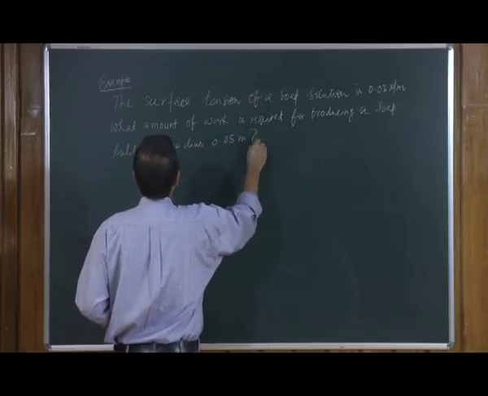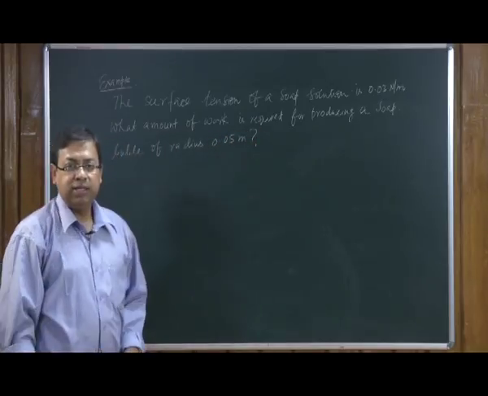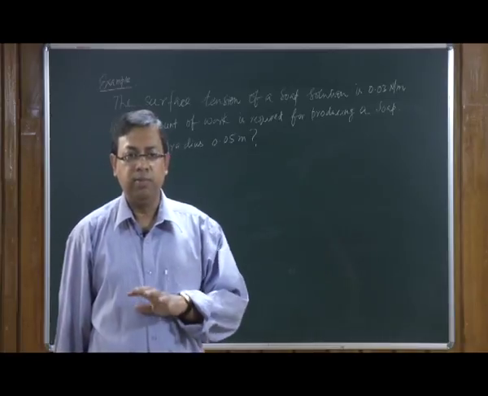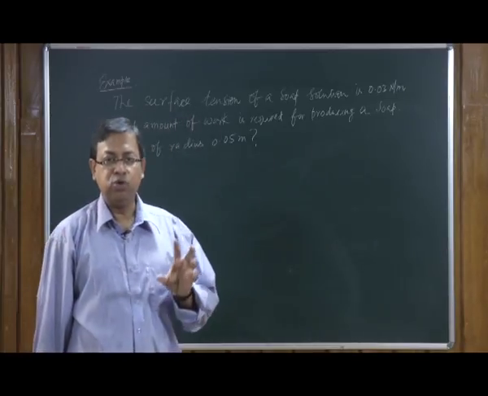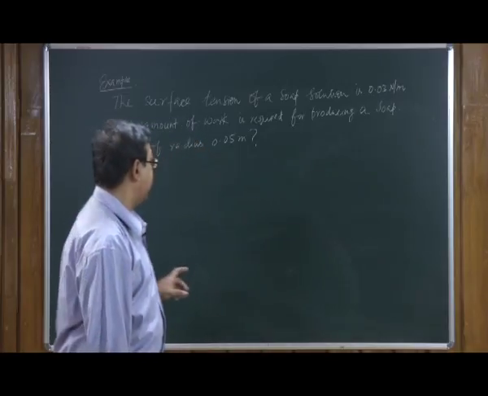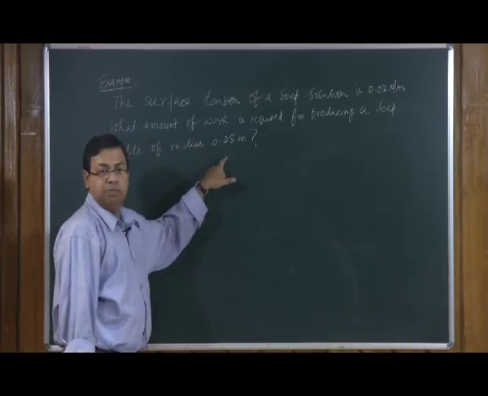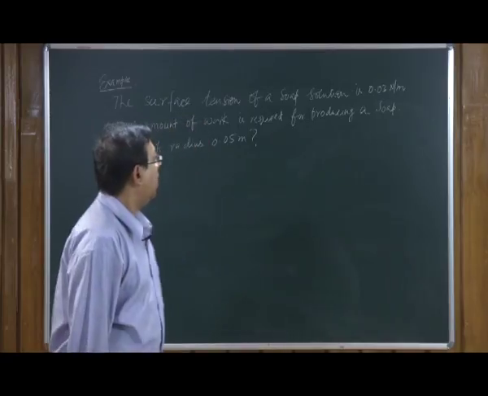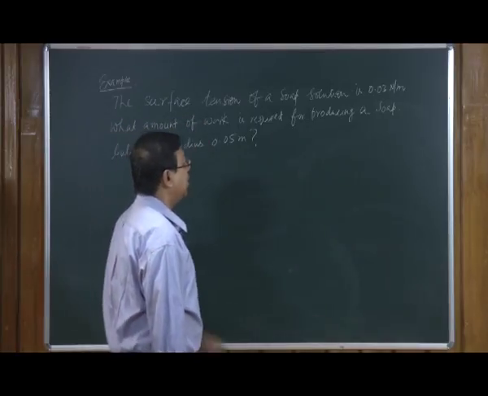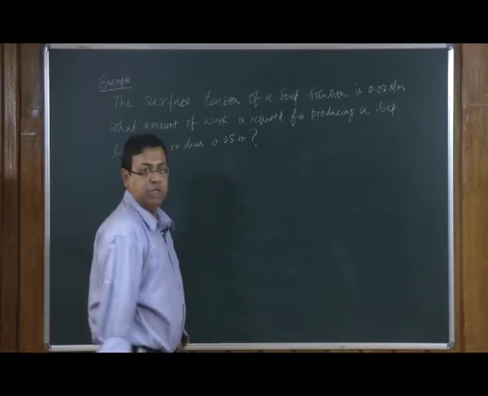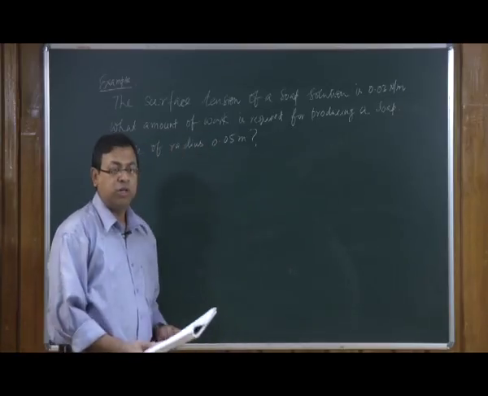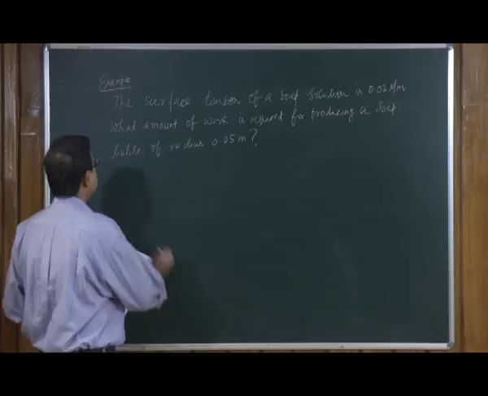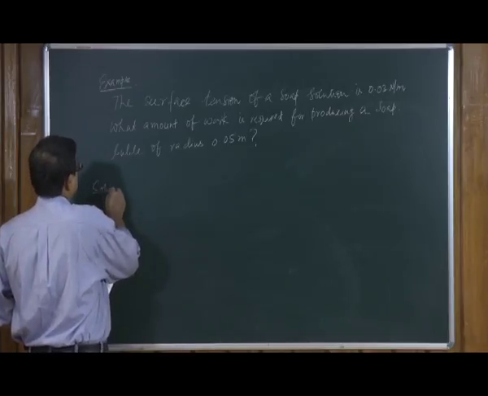0.05 meter. So, there is a soap solution and we need to make a bubble out of it of this radius 0.05 meter. There is a certain amount of surface tension and the surface tension is given by 0.03 Newton per meter, and we need to find out the work done in order to do that. So, the solution can be written as follows.